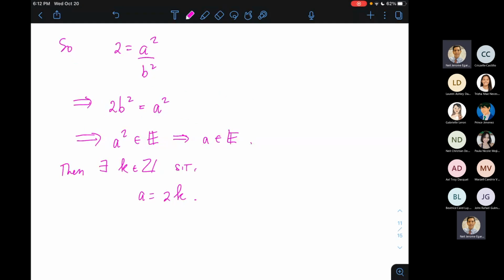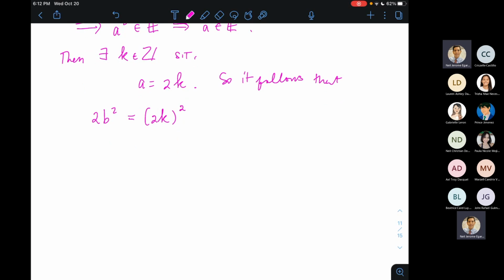Kaya lang, mabalik ako dito sa statement na to. So kung si a ay even, pwede siyang masulat as 2k. Si a ay 2k, so pwede ko siyang i-substitute dito sa equation na to. So it follows that 2b squared is equal to 2k quantity squared, right? Sinubstitute ko lang yung panibago nating expression para kay a. And then I'll expand that power. It will just be 4k squared. In summary, what we know right now is that 2b squared is equal to 4k squared. I can divide both sides by 2 and get b squared equals 2k squared. All right. And then what can I say about b at this point?